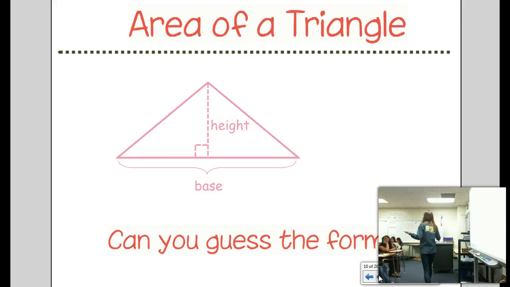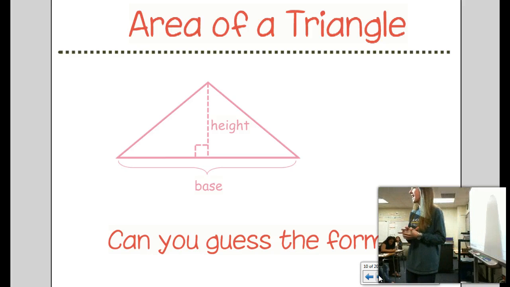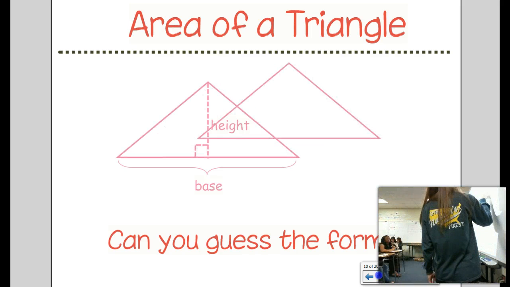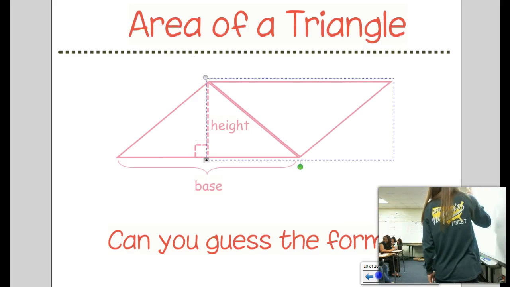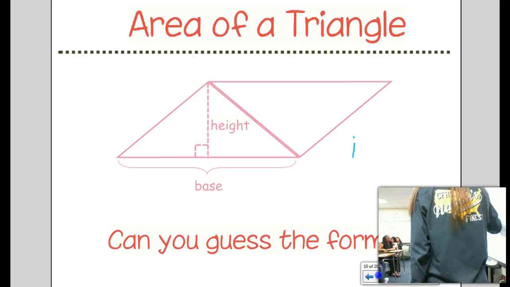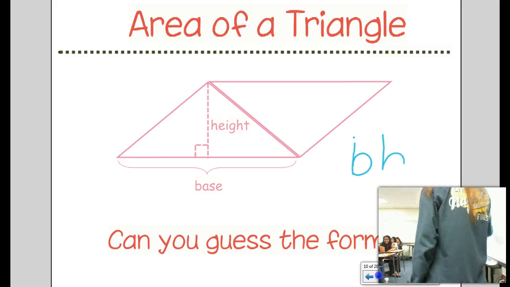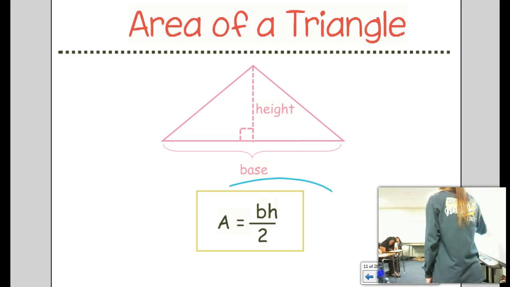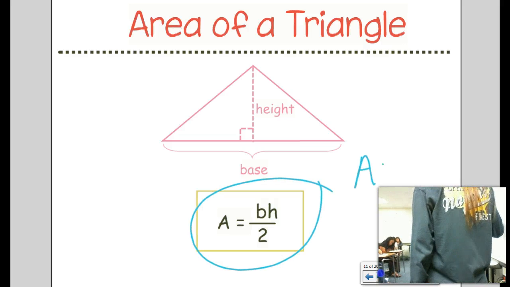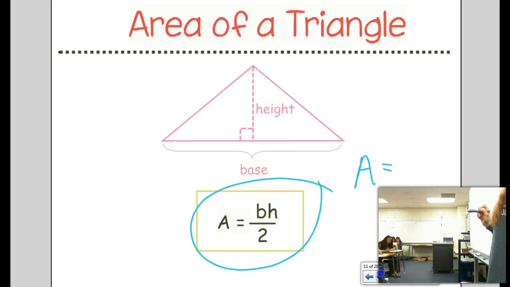Area of a triangle. We already did this in the warm-up. We're like veterans at this. What's the area of a triangle? Base times height divided by 2 because a triangle, take a look at this. A triangle is half of a parallelogram. So you take the parallelogram formula and you cut it in half because a triangle is half of a parallelogram. So base times height divided by 2, or that's another way I could write that.